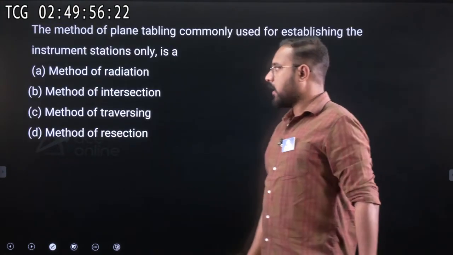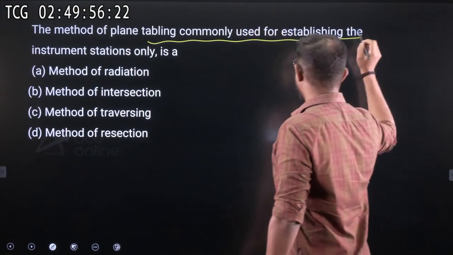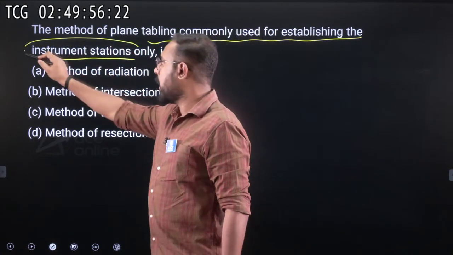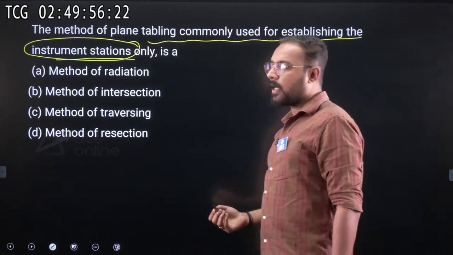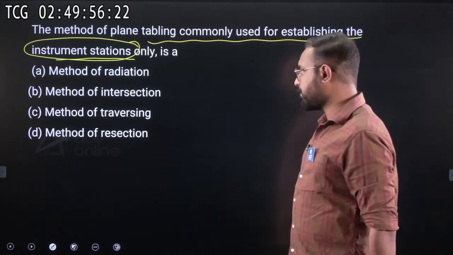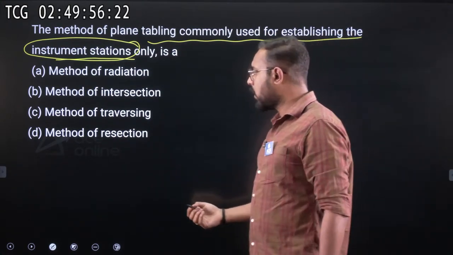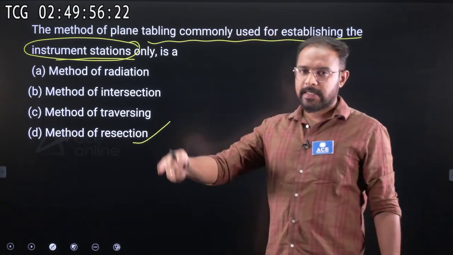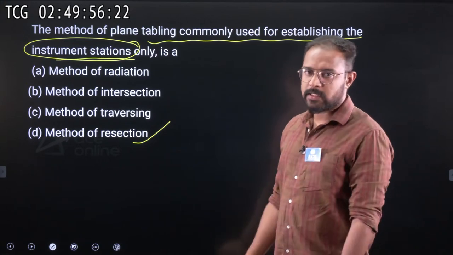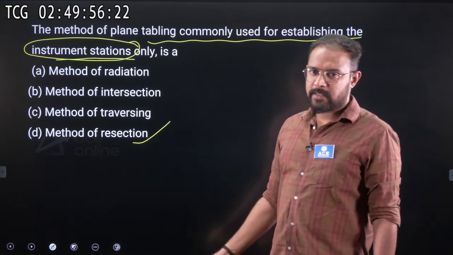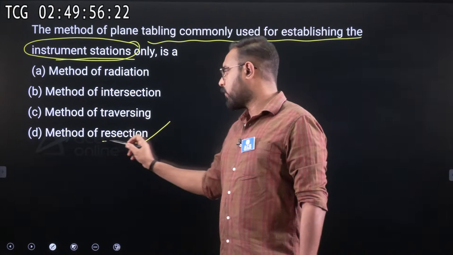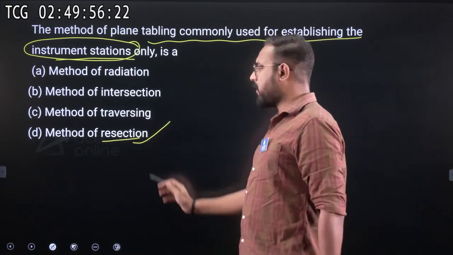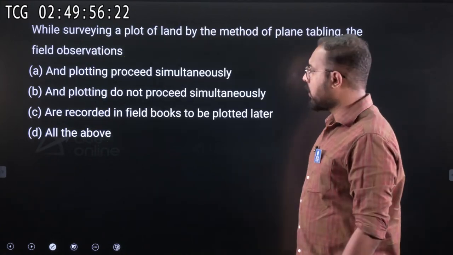Next up. The method of plane tabling commonly used for establishing only the instrument station. What type of plane tabling do I use? The correct answer we can take is resection. In traversing, to an extent, yes, we are getting the next instrument station. But since they are not giving us any other detail here, we can go for resection. Traversing is also in a way correct, but let us go with resection here.